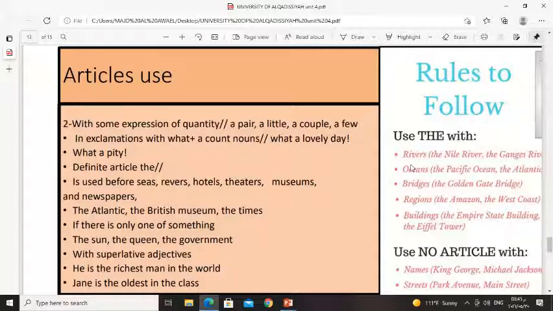Use the with rivers: the Nile, the Tigris; oceans: the Pacific Ocean, the Atlantic Ocean; bridges: the Golden Gate Bridge; regions: the Amazon, the West Coast, the South Coast; buildings: the Empire State Building, the Parliament Building.